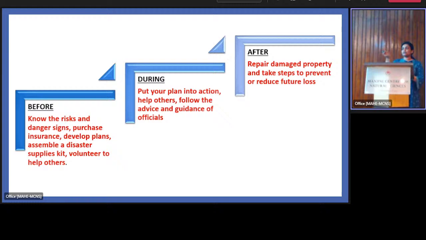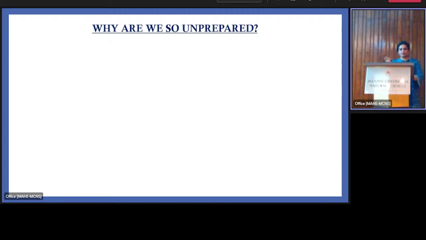Before a disaster, you need to know the risk and danger, purchase insurance, develop plans, assemble a disaster kit and volunteer to help others. During any disaster, you need to put your plan into action, help others, and follow the advice and guidance of officials. Finally, after any disaster, you need to repair the damage and take steps to prevent or reduce future loss. But the question is, why are we so unprepared?